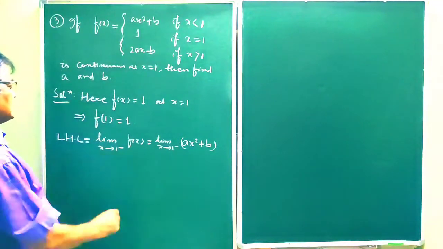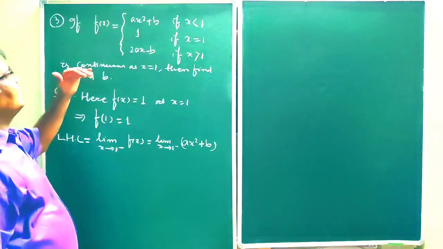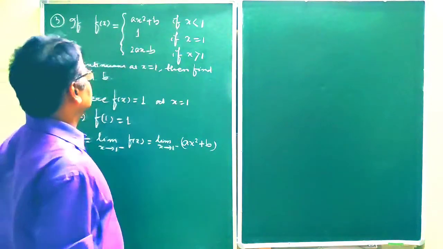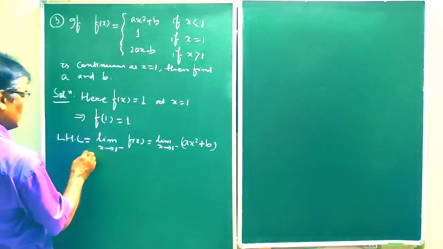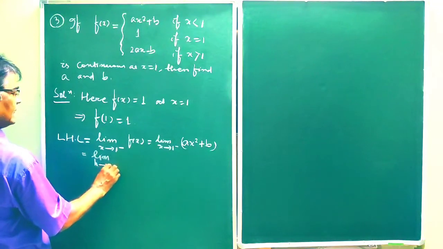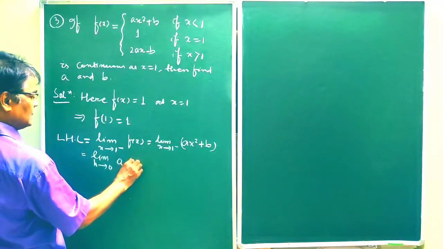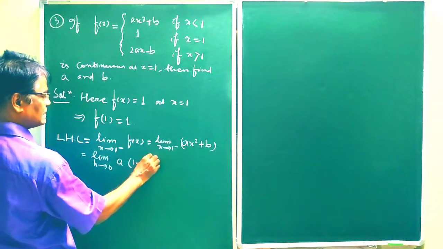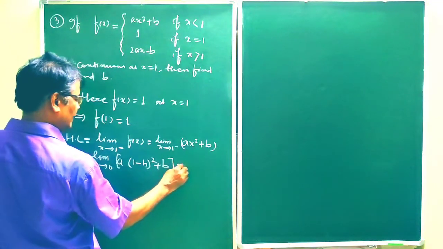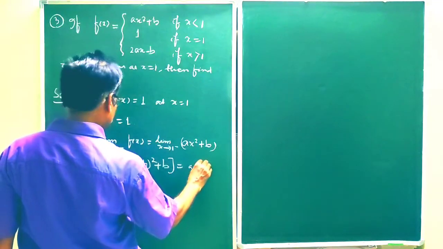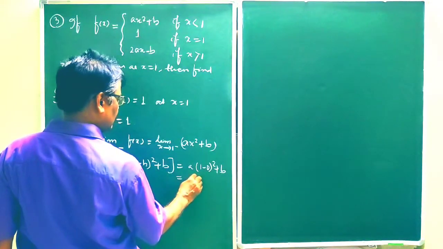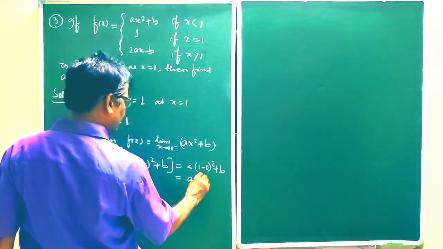So when x tends to 1 minus, the value of x is slightly less than 1, then f of x will be a x square plus b when x is less than 1. So this is equal to the limit as h tends to 0 of a into (1 minus h) whole square plus b. This is equal to a into (1 minus 0) whole square plus b, which is equal to a plus b.